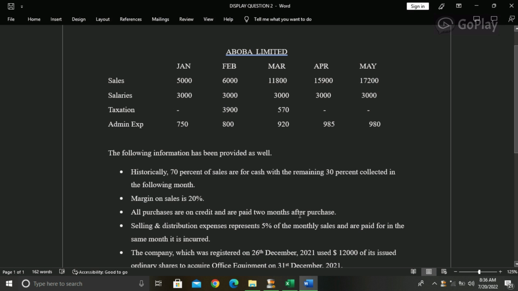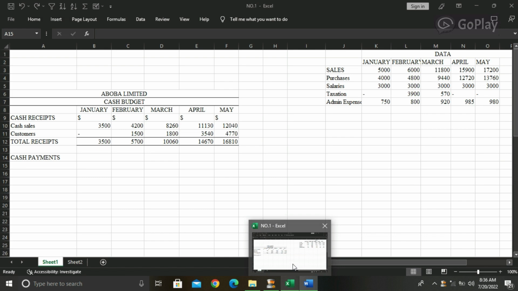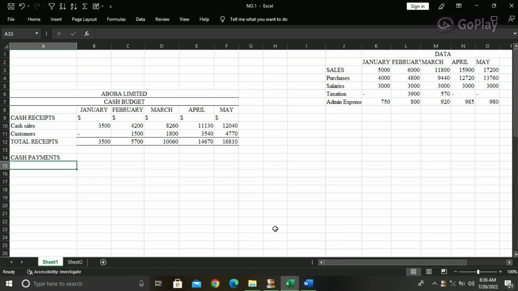Now, if you look at bullet number 3 here, it says all purchases are on credit and are paid 2 months after the purchase. So it means that the organization buys its inventory on credit and then pays 2 months after the purchases. So now let's go back to our Excel and generate the payment for purchases. So here we have our suppliers.